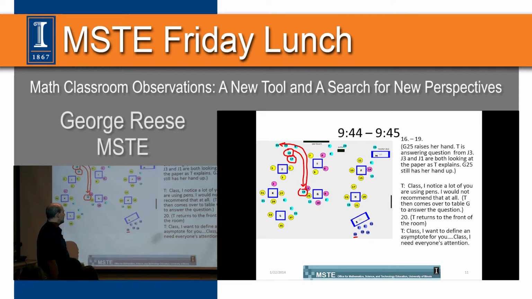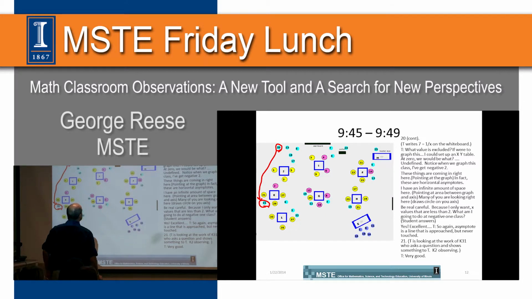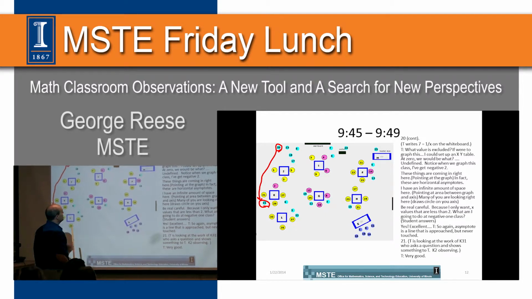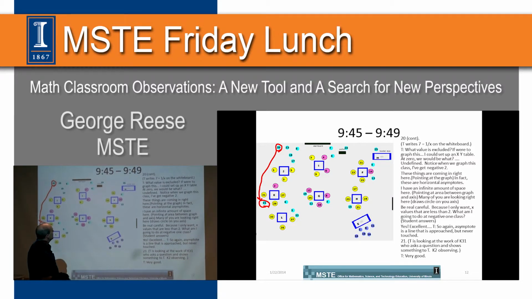Class, I want to define an asymptote for you. Class, I need everyone's attention. Again, you know, the conversations, he's got to get attention, so he calls for it and gets it. OK, and this continued with him at the front. So the teacher writes, and this is about a 4-minute interaction, 7 equals 1 over x on the whiteboard.